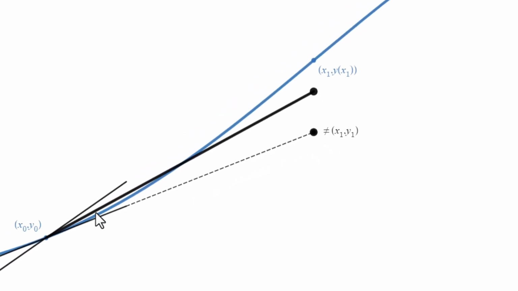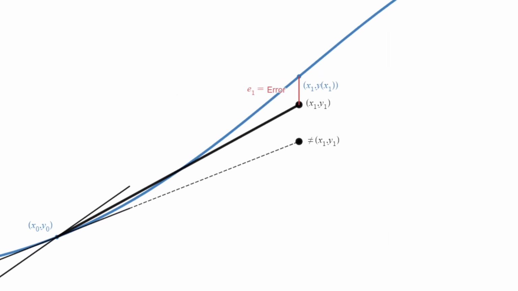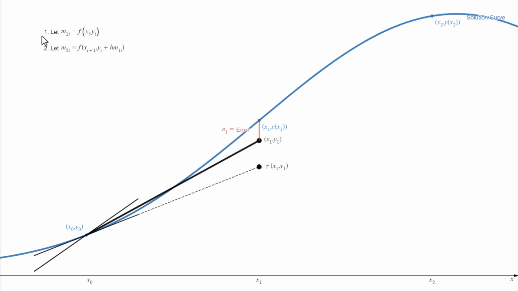But by taking the average of the slopes at x0, y0, and x1, y1, we get a little bit better approximation. And by the way, this is how most numerical methods are built. You start thinking about, well, how can I target a little bit better? Note, again, that's the error right there. Very small error.